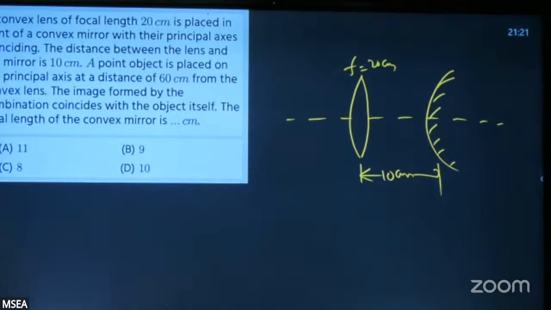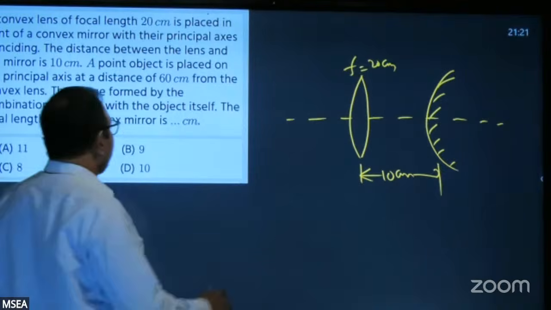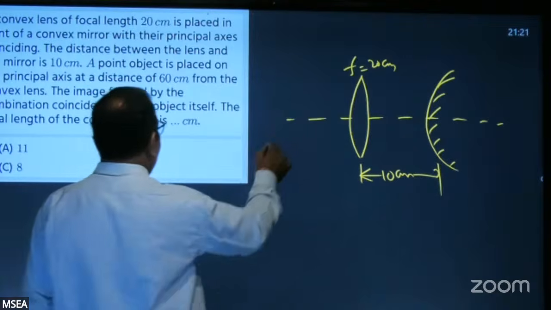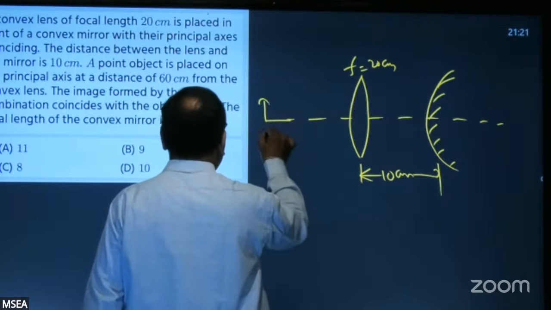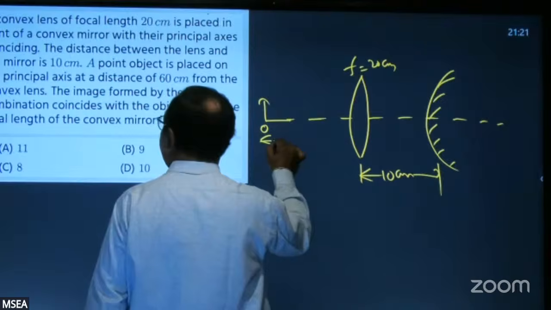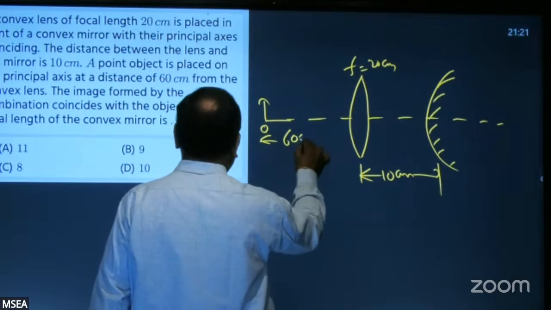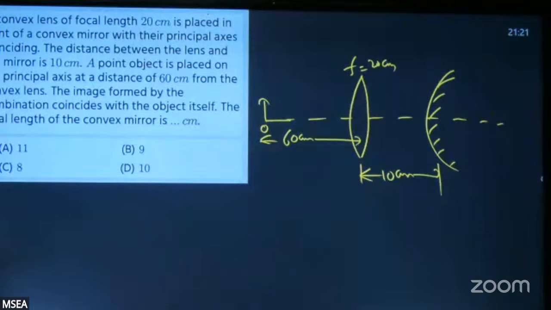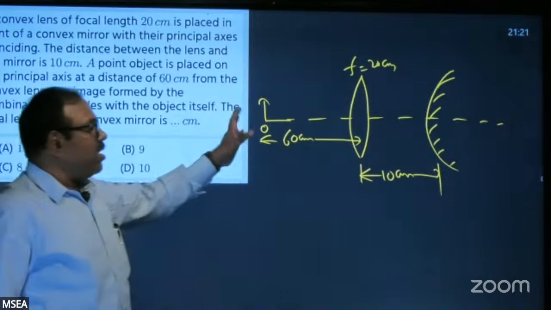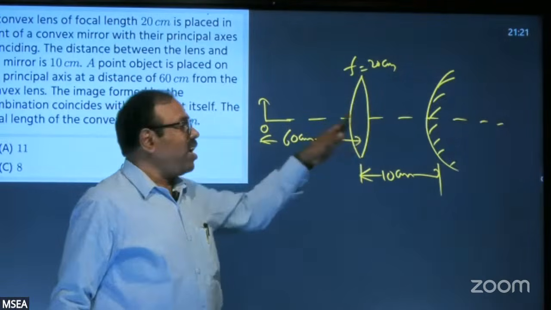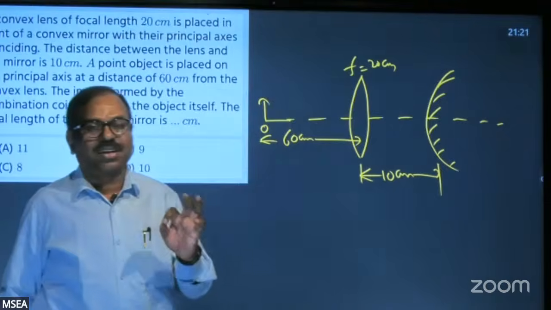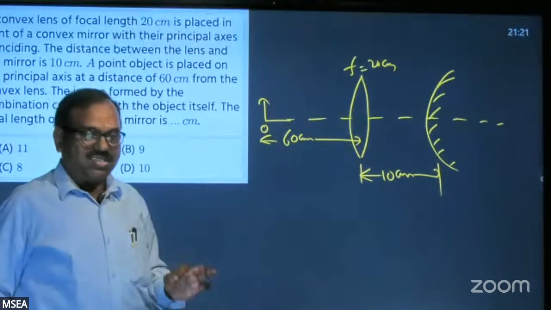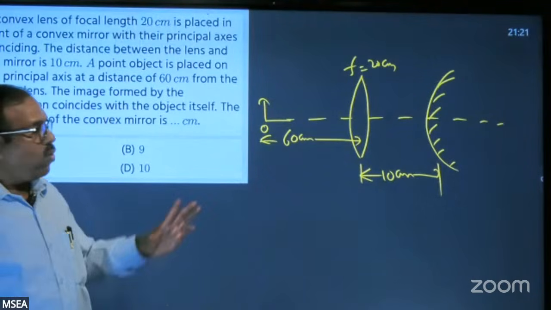A point object is placed on the principal axis at a distance of 60 centimeters from the convex lens. So the point object is placed at what distance? 60 centimeters from the lens. The image formed by the combination coincides with the object itself. Whatever the final image is, it forms on the object itself. This is one of the important concepts you have to remember.